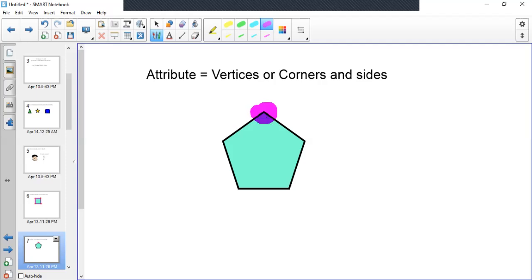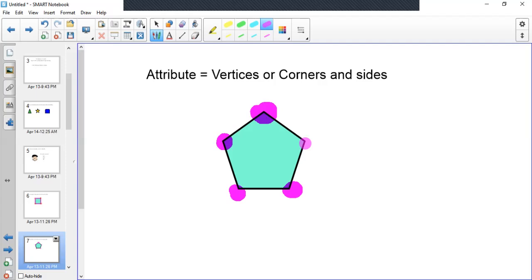1, 2, 3, 4, 5. And so we just highlighted each corner of the pentagon, which is also called a vertices.